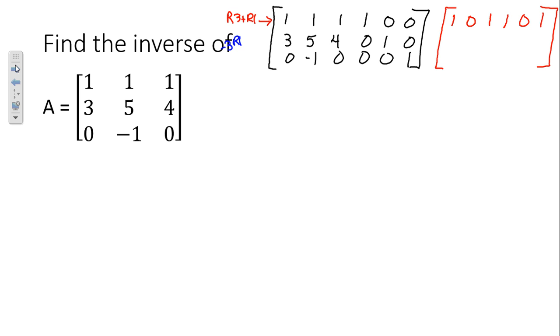Negative 3 times row 1 added to row 2, going into replacing row 2. So we're going to have a negative 3, negative 3, negative 3, negative 3, 0, and 0. So when we add it to this, 0, 2, 1, negative 3, 1, 0.